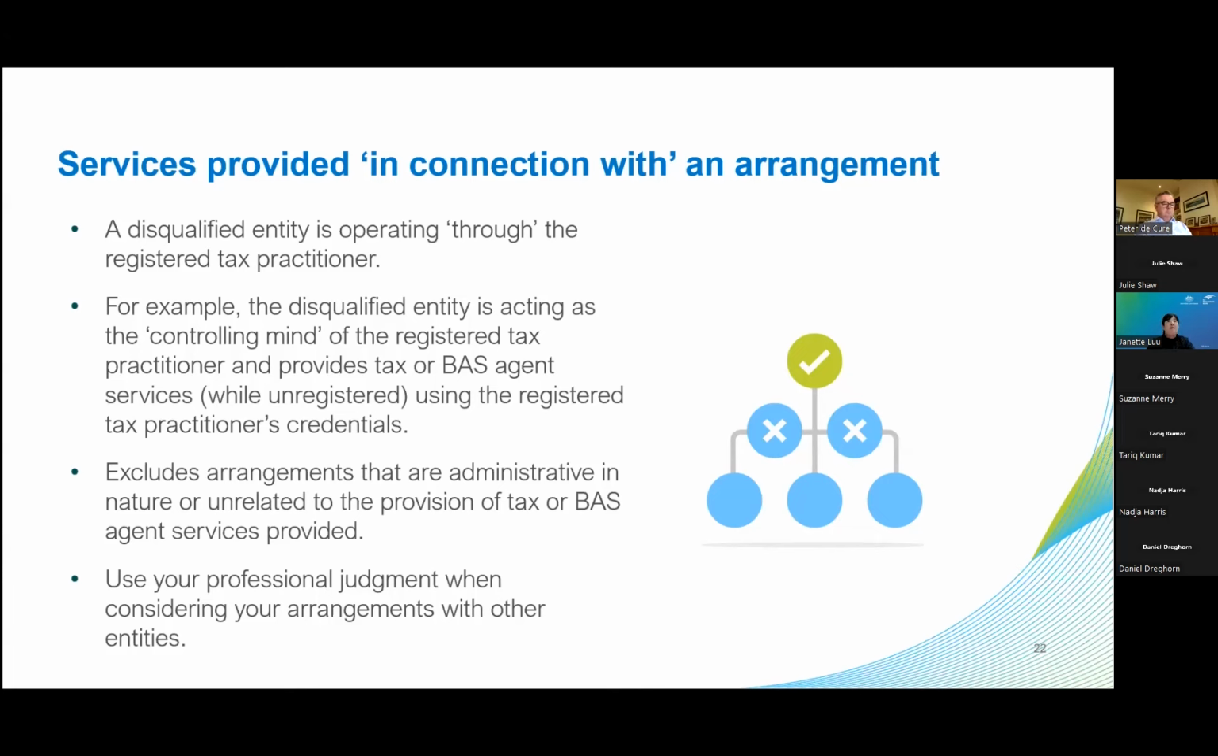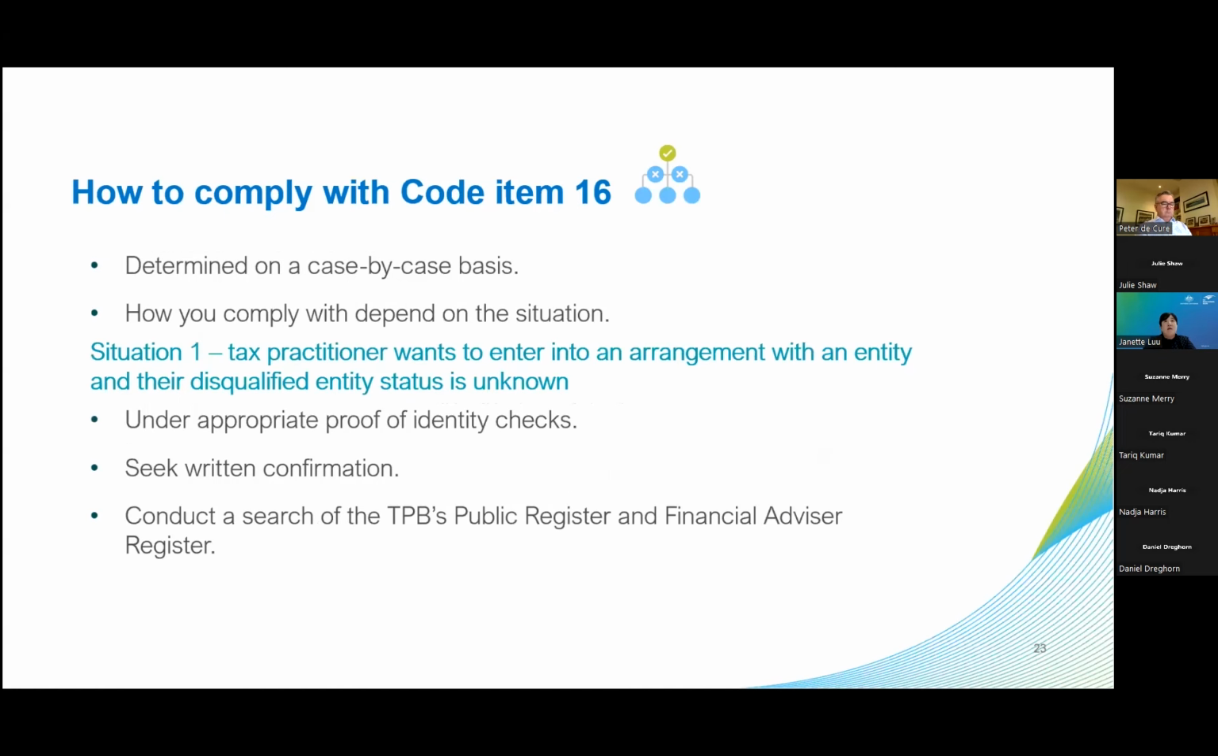So the first situation we have is where a tax practitioner wants to enter into an arrangement with an entity and they don't know if they are actually a disqualified entity. So in this case, what you need to do is undertake those POI checks, seek that written confirmation from that entity that they are not disqualified, and also do a search of our register as well as ASIC's Financial Advisers Register. So this covers off situations where you don't know that entity status.